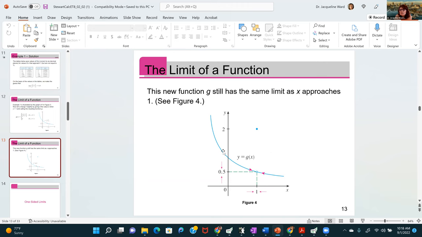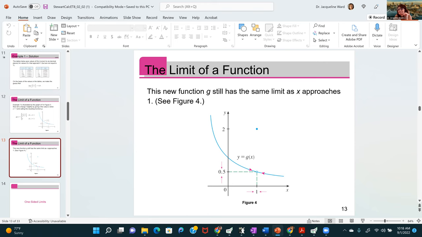The original function was not defined for x equals 1. But now this new function g says, when x is 1, y is 2. This new function g has the same exact limit as x approaches 1. The limit is still a half, whether the function is defined at 1 or not. So that was the deal with that example.